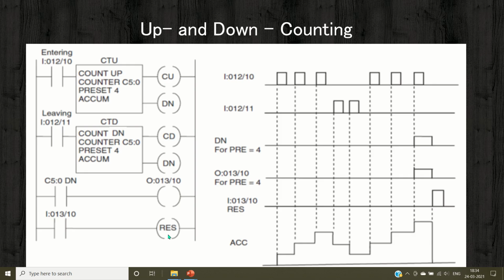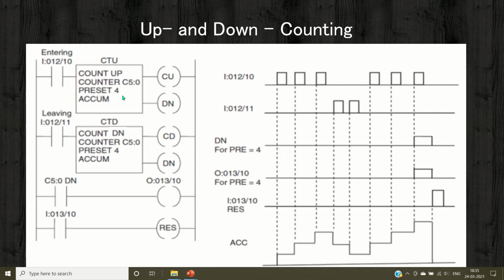Now I have deliberately committed one mistake in order to grab your attention. You can see here that I have told you they are different counters. However, their address is one and the same, although one of them is the up counter and the other is the down counter. Only under that circumstance you can use the done bit for collaborative counting of these two counters.